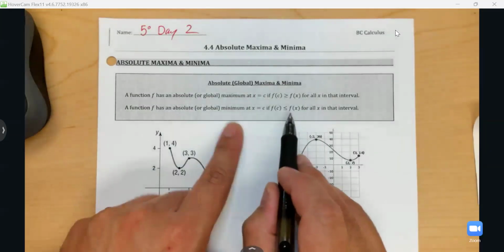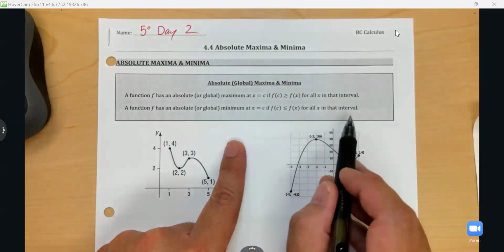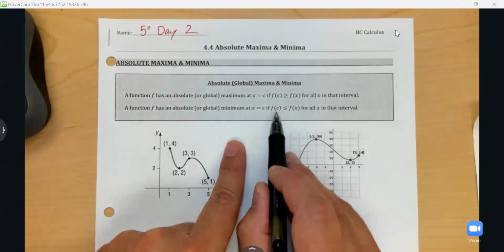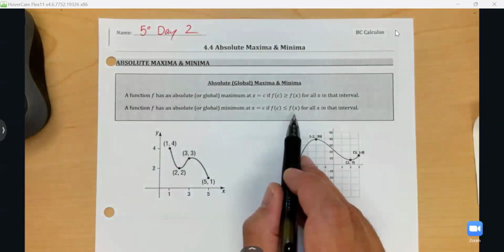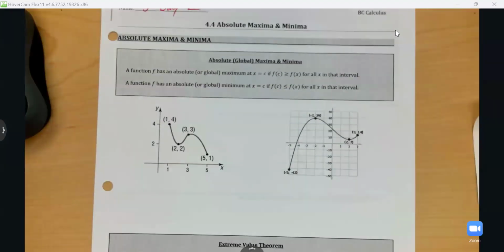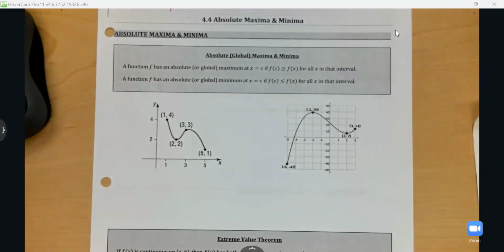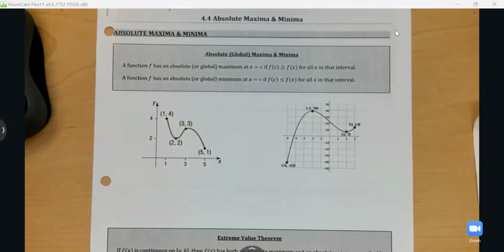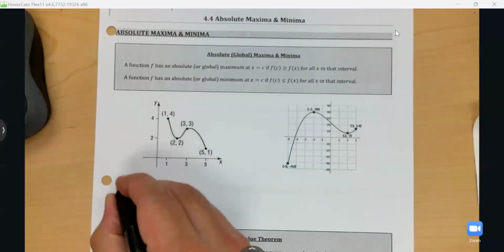And if f of c is less than or equal to f of x for all x values in an interval, it's just saying it's the lowest value. It's the absolute minimum of this entire interval. So for these examples down below, we're going to quickly determine which of the following are absolute maximum and minimums, and which of the following are relative maximum or minimums. So we'll quickly do that.